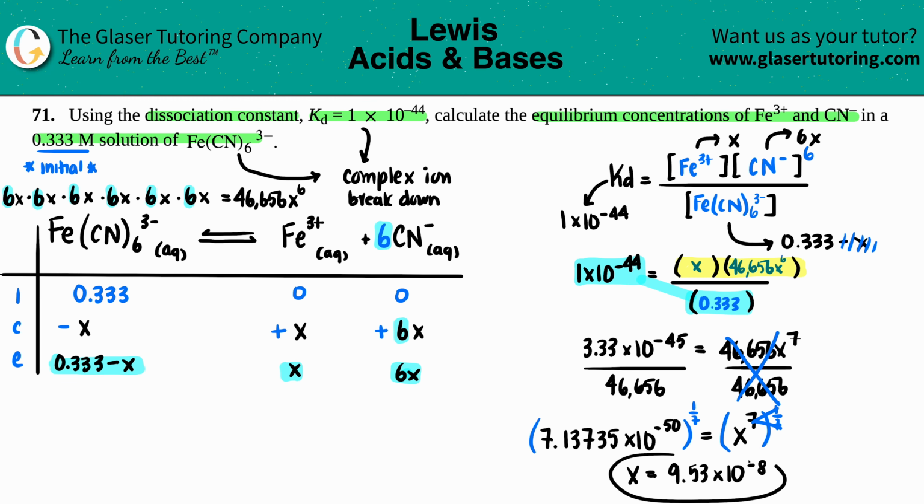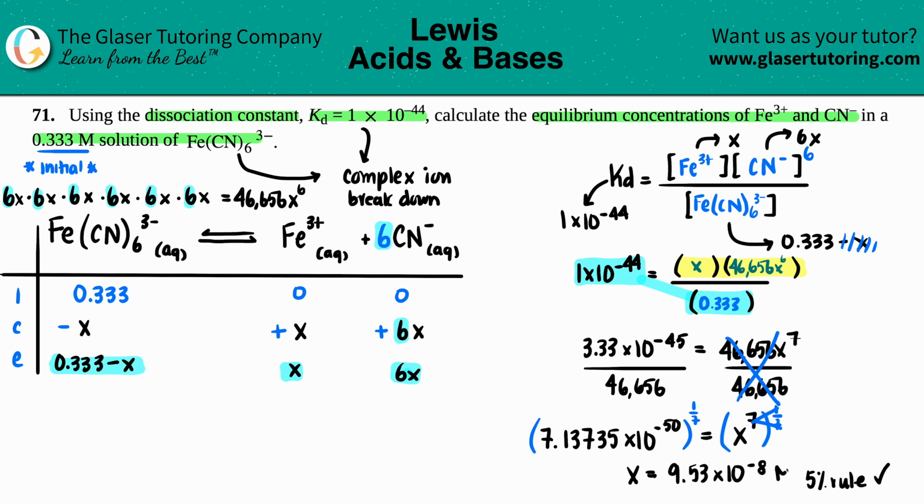Now, before we lock in this answer, we have to do the 5% rule. Does this check out? Well, we just take the number that we found, a really, really small number, divided by the initial, so 0.333, and times by 100. If this answer is 5 or less, we are good to go. So I'm just going to take this divided by 0.333 times 100. And yeah, we don't even get 1%. So we are well good. We assumed correctly. This checks off.